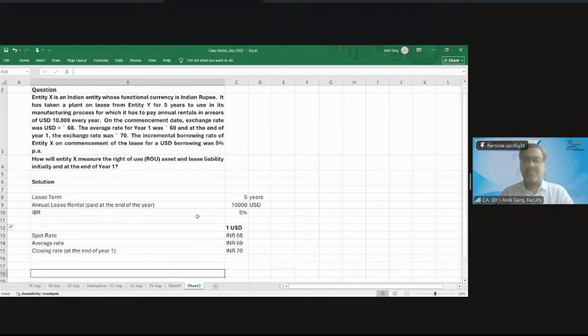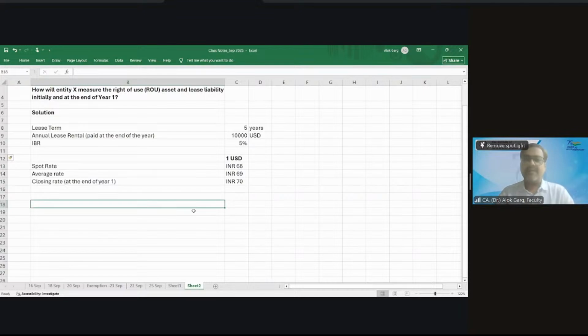Shall we solve this question? Yes, sir. Okay, so let's solve this question. The first step is the computation of the present value of lease payments.